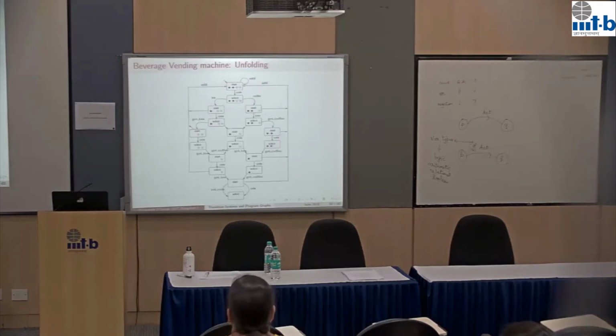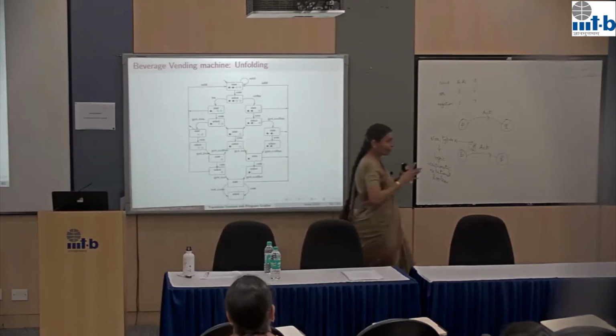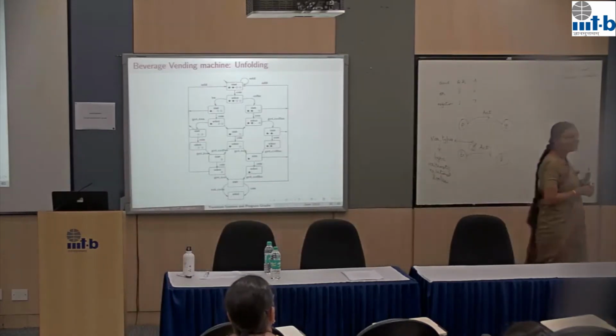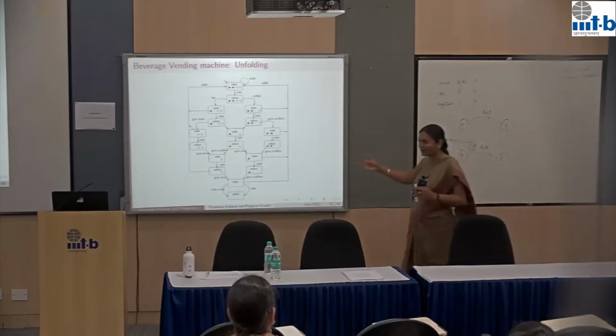So this is just for 2 cups of tea, 2 cups of coffee. You can imagine how it will look if I had 5 cups of tea and 4 cups of coffee, or 5 cups of coffee. It will be a larger unfolding. If I had 100 cups of tea and 100 cups of coffee, you can imagine how the graph will look like. It will be larger than this, right?